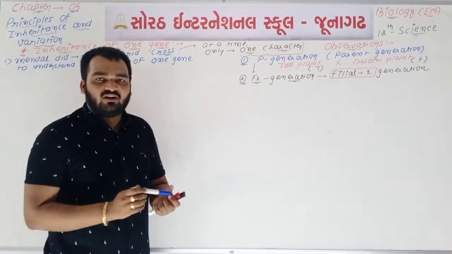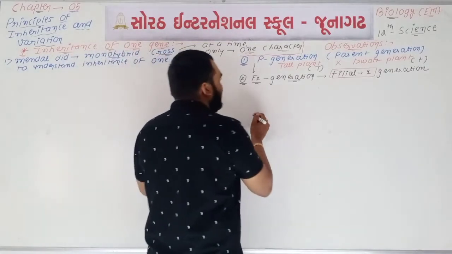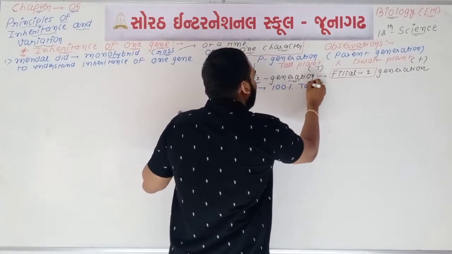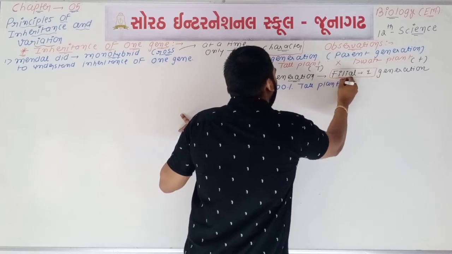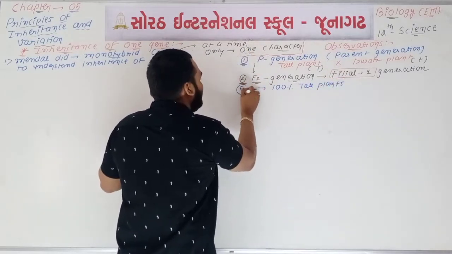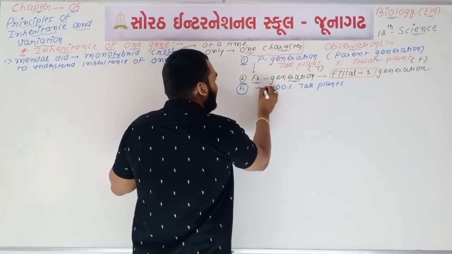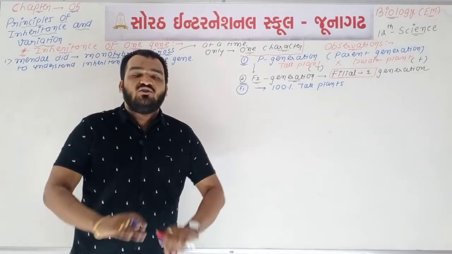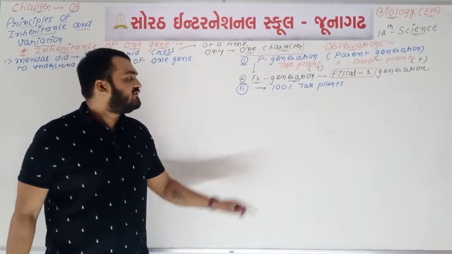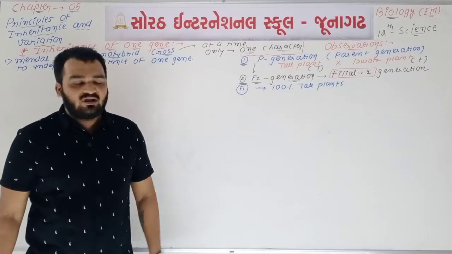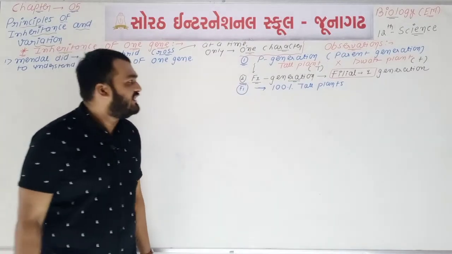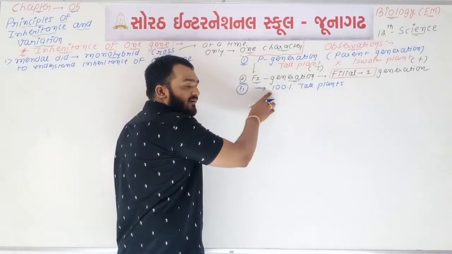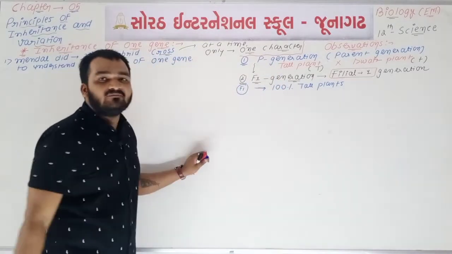In F1 generation, Mendel observed what? We can say that in F1 generation, Mendel observed 100% tall plants. So all plants found in F1 generation were tall, and none of these plants was dwarfed. And see, the height of these F1 plants is as similar as the parent.